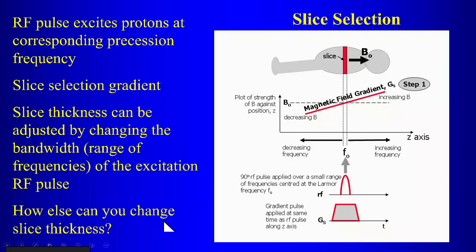How else can you change the slice thickness? Change the gradient. Yeah, if you change the strength of this gradient, right? If you don't change the frequency here, by changing the strength of this gradient, you can also affect the slice thickness. If you make this steeper, you're going to make the slices thinner, right? If you make this less steep, you're going to make the slices thicker. Okay, but usually slice thickness is changed by changing the bandwidth of the radio frequency pulse. Right? So that's how we select a particular slice to excite.